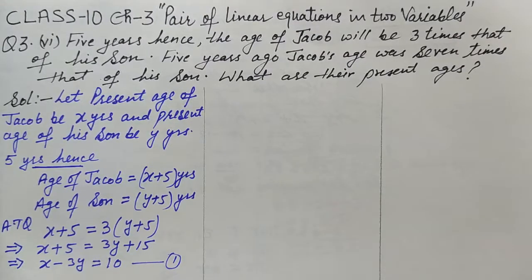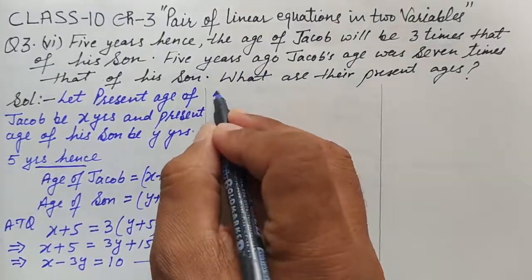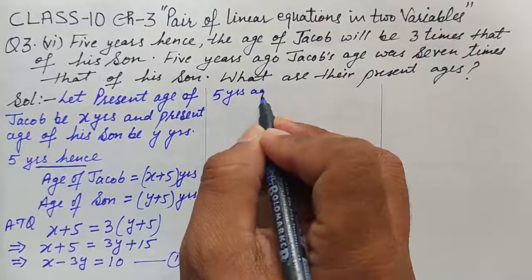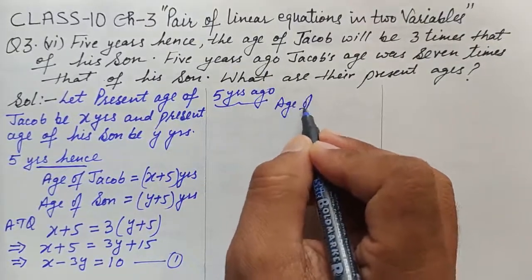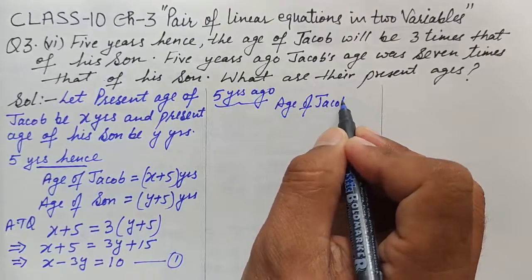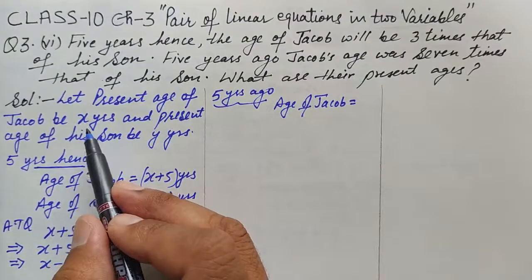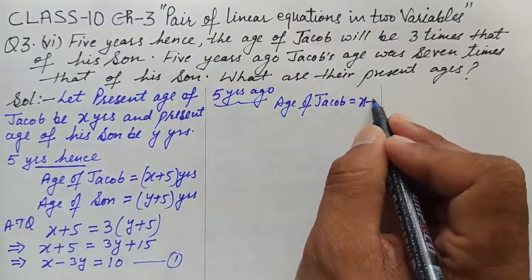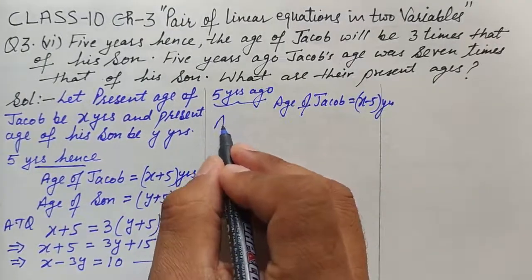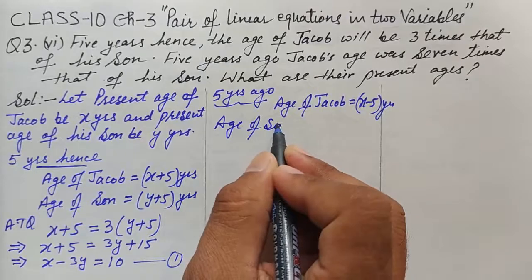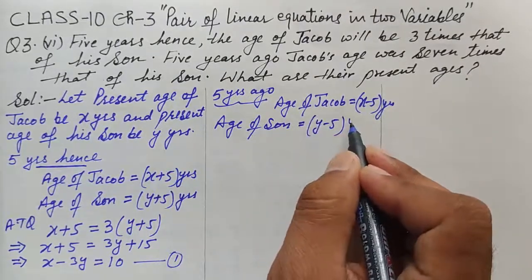Now the second condition is 5 years ago. So we'll write the heading here, 5 years ago. So let's see what the age of Jacob is. Age of Jacob 5 years ago: present age is x years, so 5 years ago it will be x minus 5 years. And then age of son: present age is y years, so 5 years before it will be y minus 5 years.